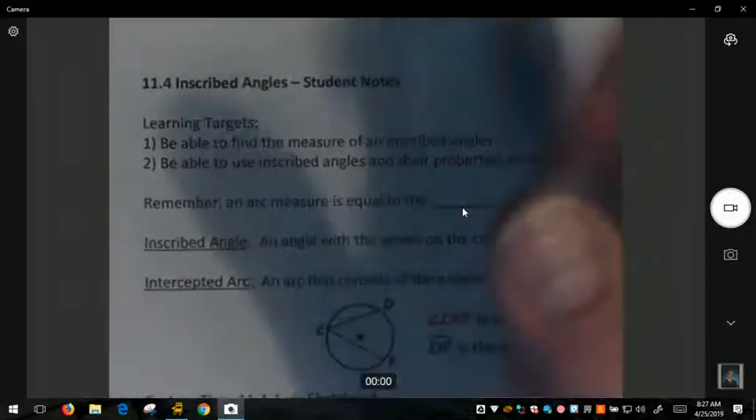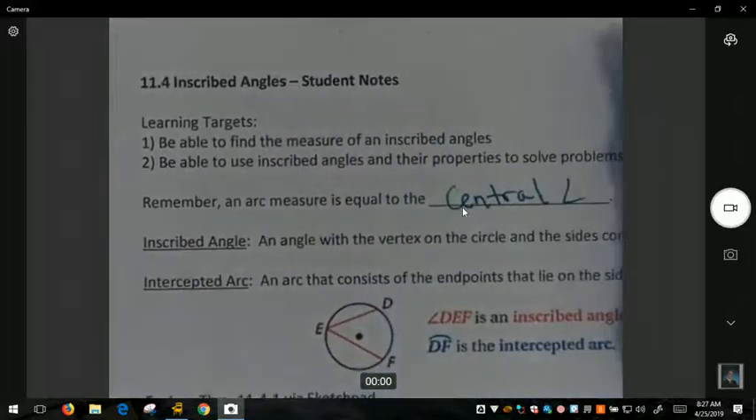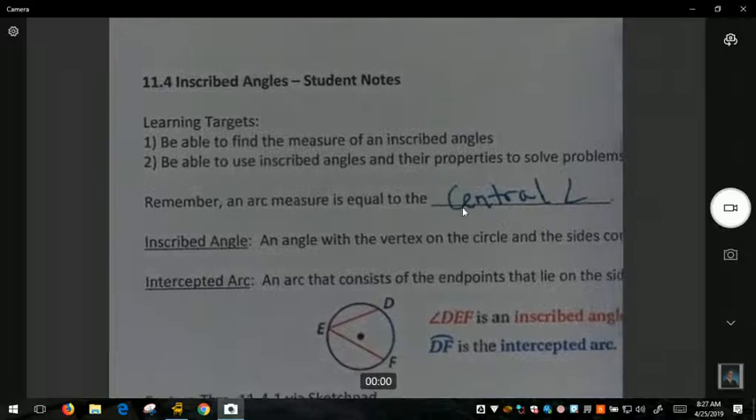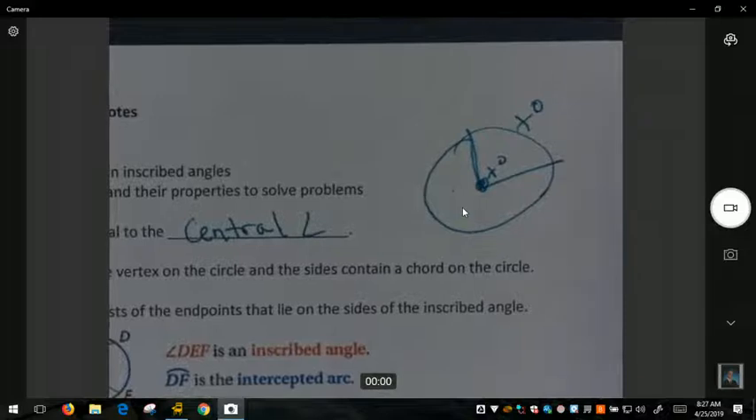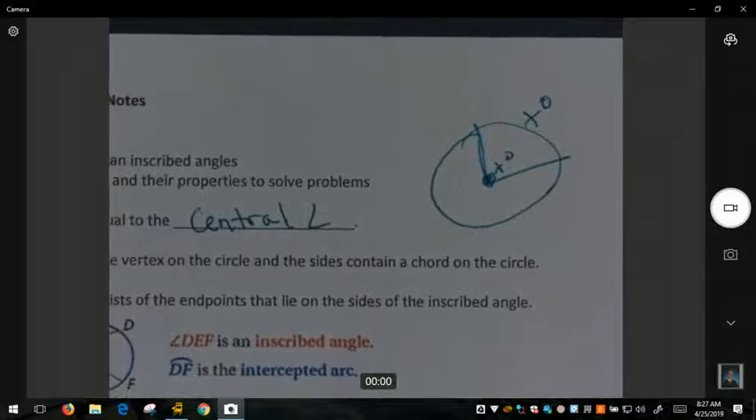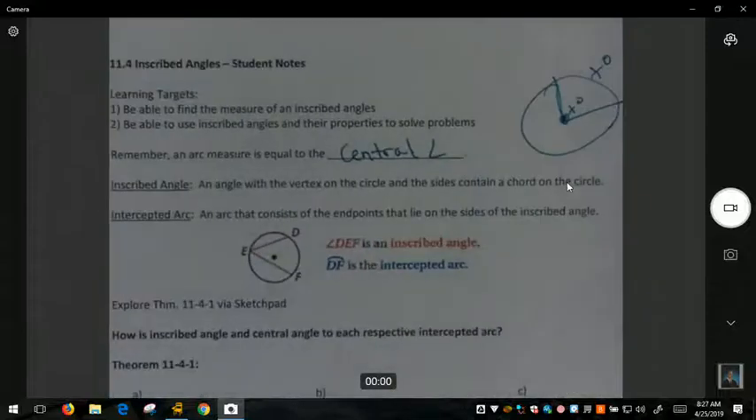Remember, an arc measure is equal to the central angle. So here's the central angle. Whatever that is, the arc measure is the same. This is not true for the inscribed angle, however.